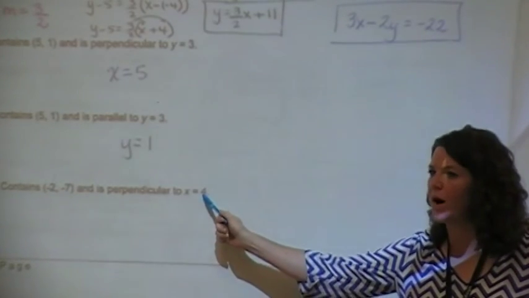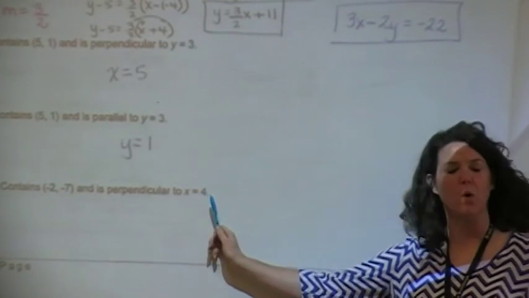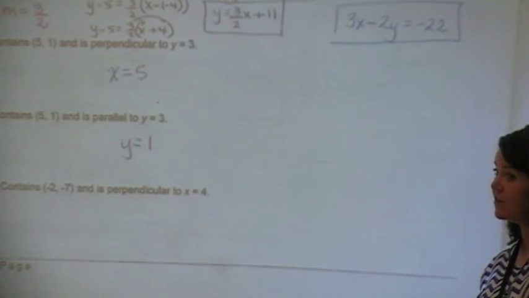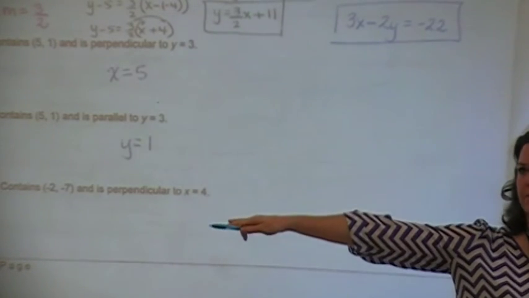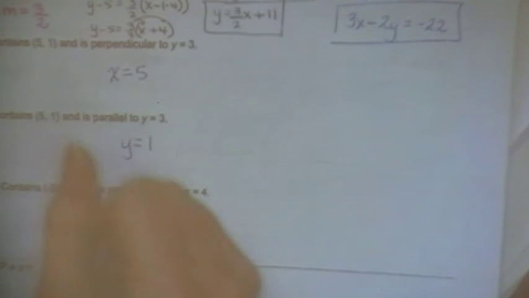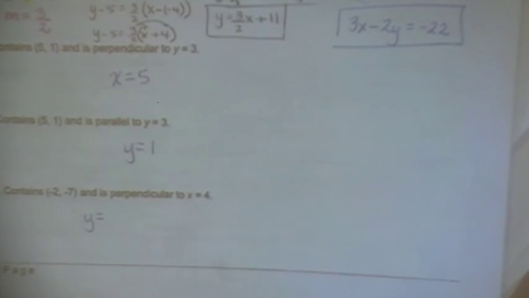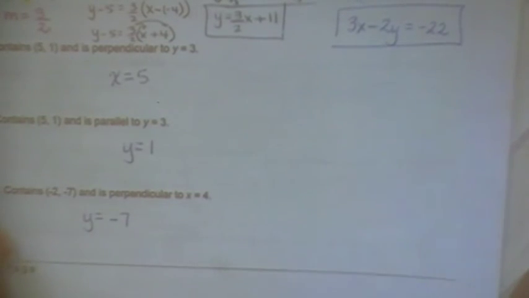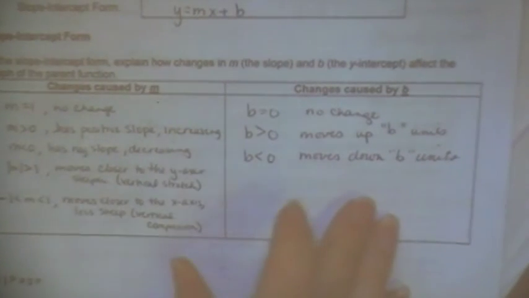Perpendicular to x equals 4. What kind of line is x equals 4? Vertical. So if it's perpendicular to that, horizontal. And it would be y equals negative 7. All right, y'all good?